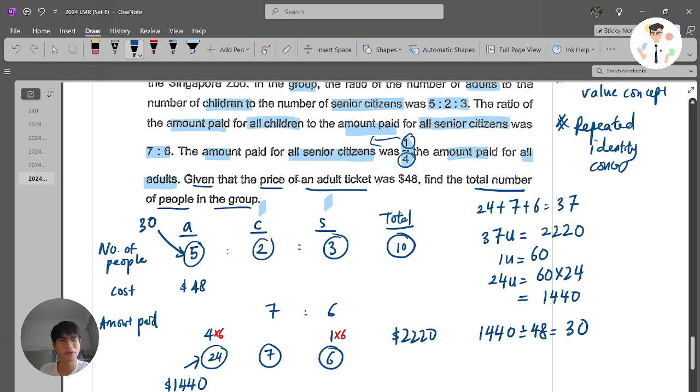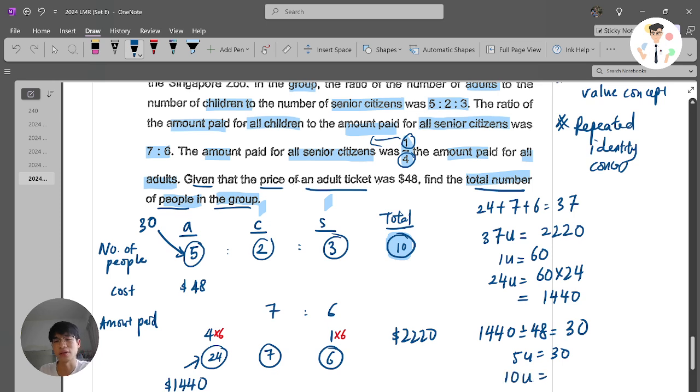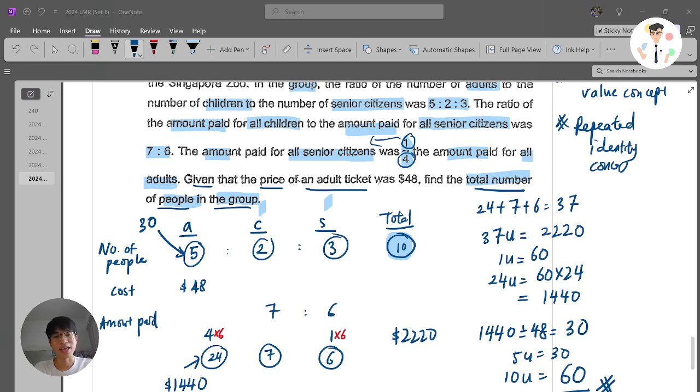Okay, if I know 5 units is 30, the question now asks what is the total number of people in the group, which is what? 10 units. Then what should I do? If 5 units is 30, 10 units, you just need 2 times 30, which is 60. And we are actually done with our 5 marks question. Wow, 5 marks question, but we are able to solve this easily.